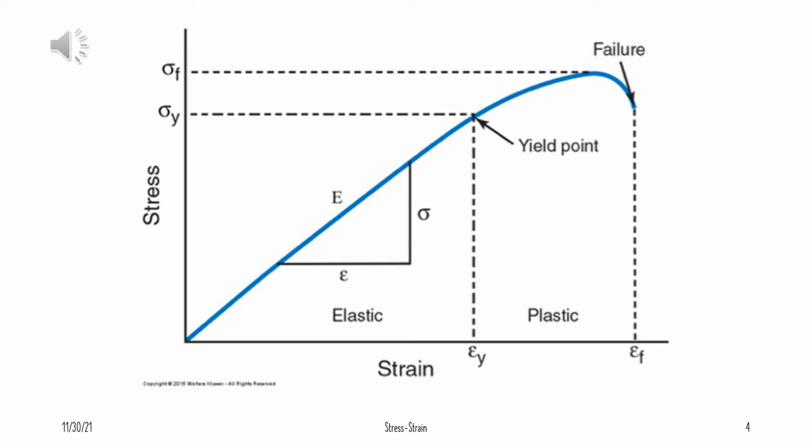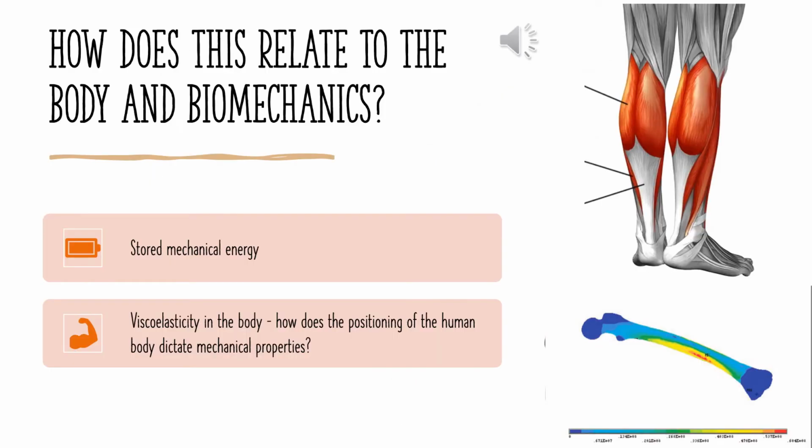The elastic modulus, indicated by E, is the rise over run of the slope in the elastic region, and this is used to determine the stiffness of the material. So now that I've talked about the stress-strain relationship, how does this concept actually apply to the human body in biomechanics? When an elastic material is under stress, the ability of the material to spring back to its original shape is considered stored mechanical energy.